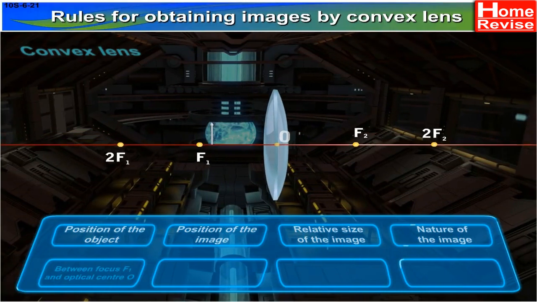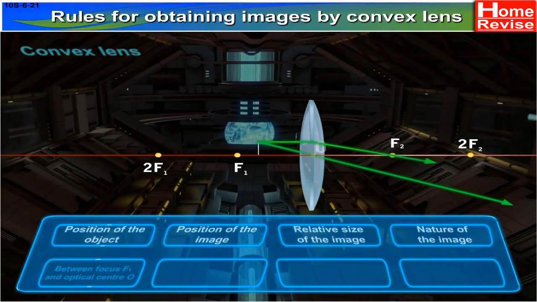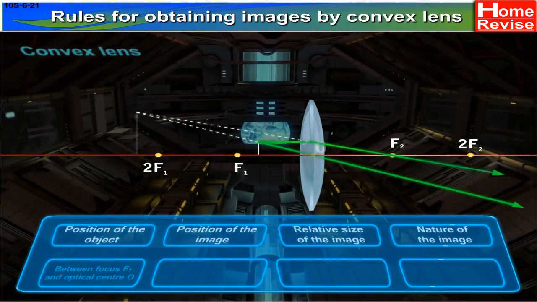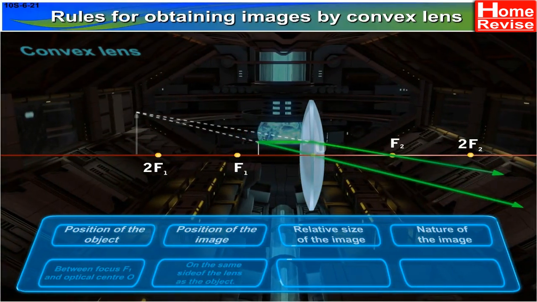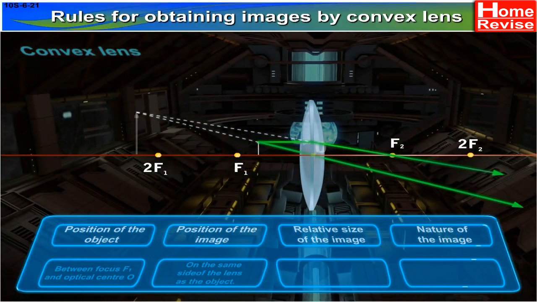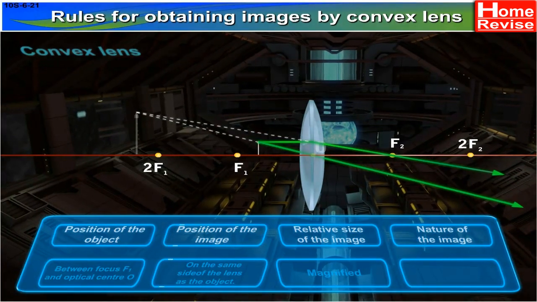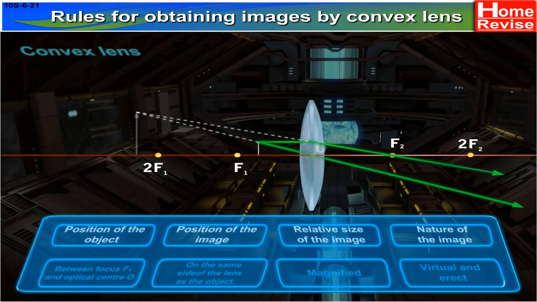When the position of the object is between focus F1 and optical center O, the position of the image is on the same side of the lens as the object. Relative size of the image is magnified. Nature of the image is virtual and erect.